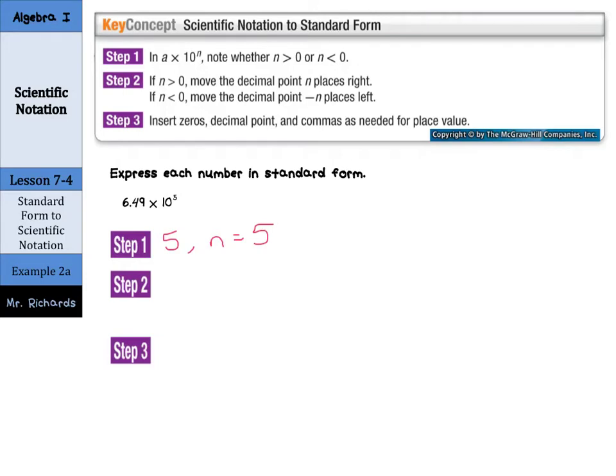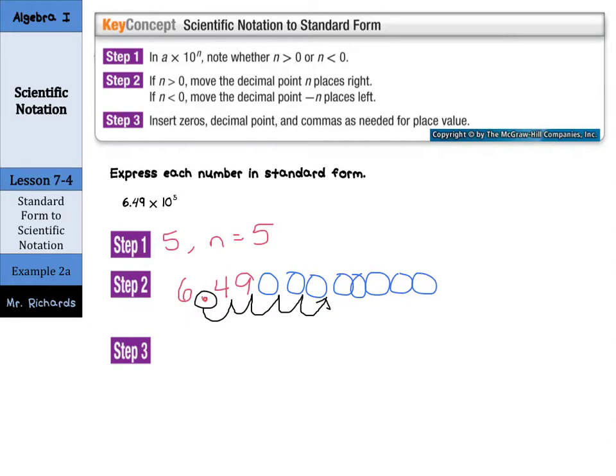Step 2, if n is greater than 0, move the decimal point n places to the right. Well, in our number, 6.49, what we're going to need to do is to write a whole bunch of zeros here. How many? Well, 5's a good start. Doesn't really matter, because what we're going to do now is take this decimal point and move it, as it says, n spots to the right, which is 5. 1, 2, 3, 4, 5. Decimal point's going to go right there now. It says insert zeros, decimal point, and commas as needed for place value.